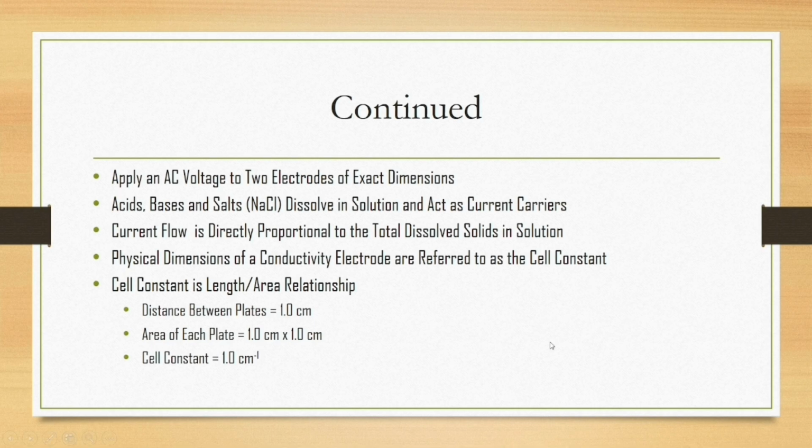conductivity electrode are referred to as the cell constant. So the cell constant is a new term. The cell constant is nothing but the length upon area. This is the distance between the plates, which is 1 centimeter, and the area would be 1 into 1, which is 1 centimeter squared. So the cell constant will be 1 centimeter inverse.